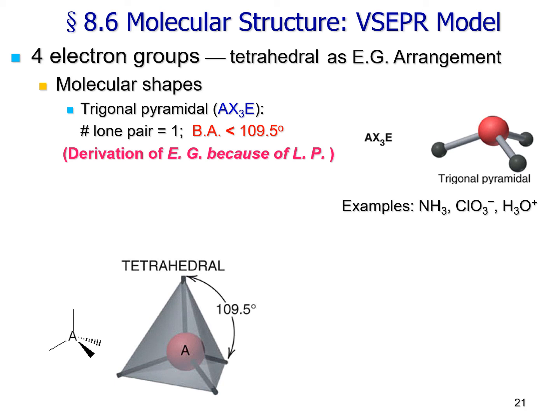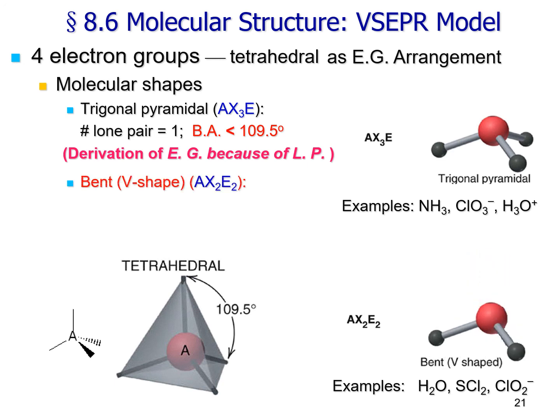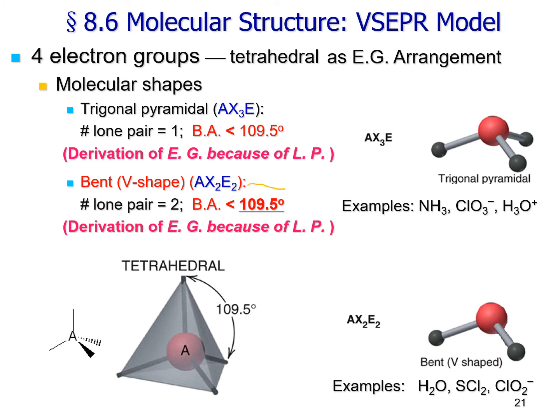You know what happens if I have 2 lone pairs of electrons? That means 2 electron groups cannot be seen. So this is what we have left. Again, that is going to be a V shape. Only this time, this V shape will have a bond angle that's around 110 degrees.